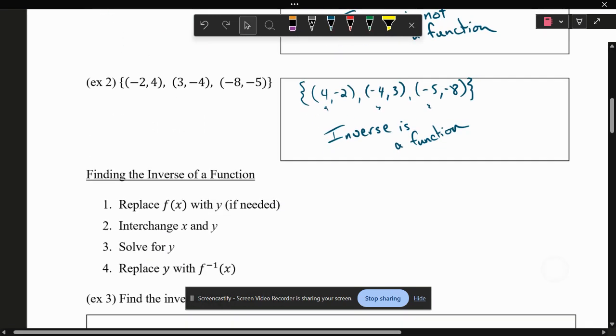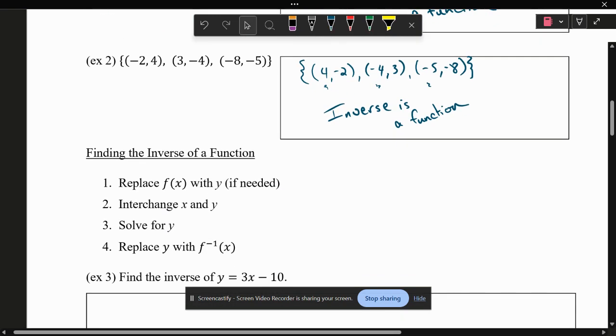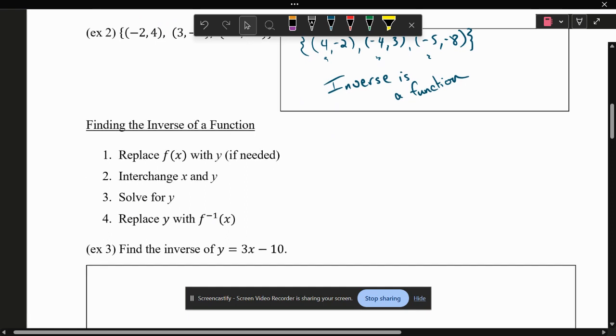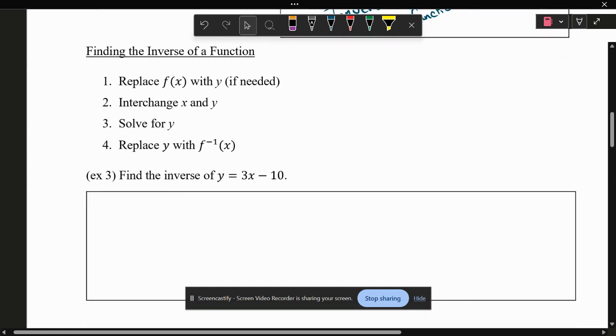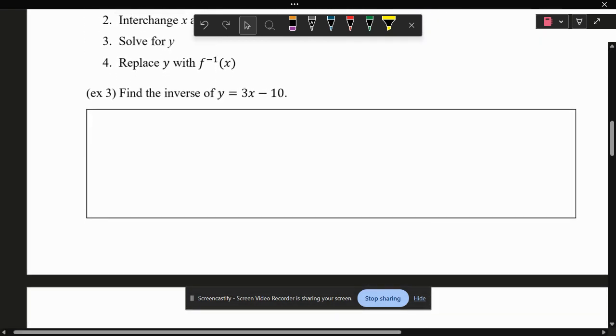So to find the inverse of a function algebraically, it's a little bit different, but very similar. So essentially, if there's an f of x, we replace it with y. We interchange x and y, meaning we do the same exact thing we just did in the last problem. We switch the x and the y value, and then we solve for y, and then we replace it with the f to negative 1 of x. That means the inverse of the function notation.